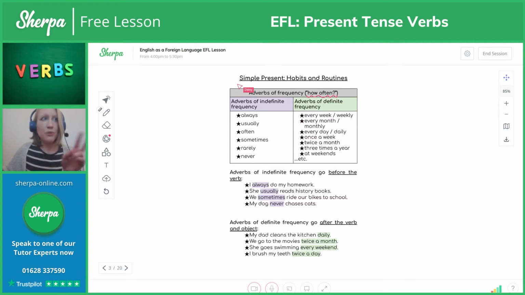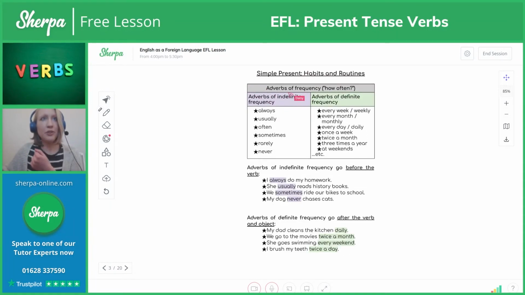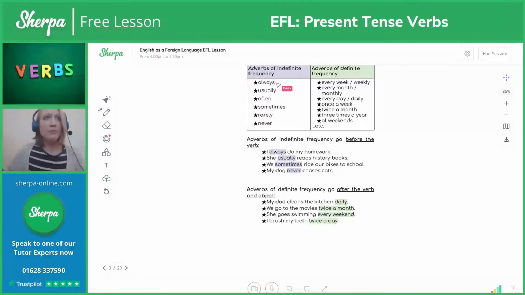So there are two main categories of adverbs of frequency. We have adverbs of indefinite frequency. These are more general, less specific. So, for example, I'll just read the list. You can read along with me. Always, usually, often. We can also say often or often. Both are okay. Sometimes, rarely, and never. There are more adverbs of indefinite frequency, but these are the most common ones.